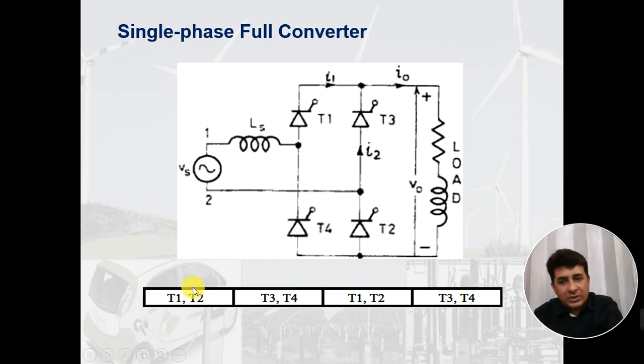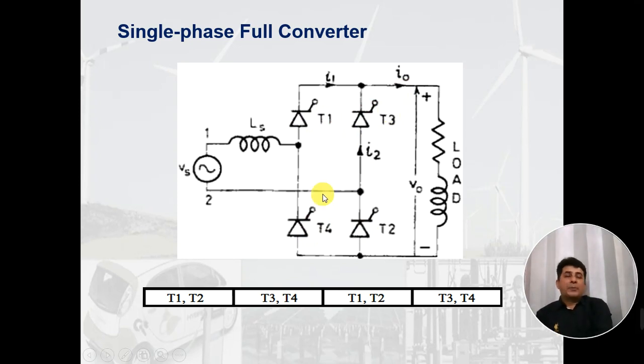Now here it is shown that during this 180 degree, T1 and T2 are conducting, and this is the point where the current through T1 and T2 immediately drops to 0, and the current is immediately taken by T3 and T4. So we can call T1 and T2 the outgoing thyristors and T3 and T4 the incoming thyristors. Whenever the incoming thyristors are fired, immediately the current from the outgoing thyristors gets transferred to the incoming thyristors.